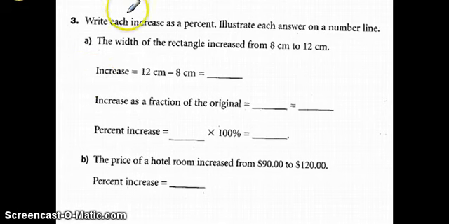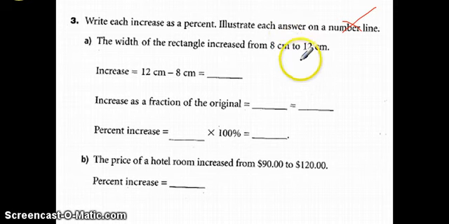Final example I'll do with you is number 3 on page 108, which reads, write each increase as a percent. Illustrate each answer on a number line. I won't bother doing that part. The width of the rectangle increased from 8 to 12. Okay, so what we're looking for here is the percent increase. This comes in handy if you want to calculate your future investments. For example, if you buy a home 1 year and over 5 years it increases from 300,000 to 400,000, what was your return on investment? How much did the value of your home increase?